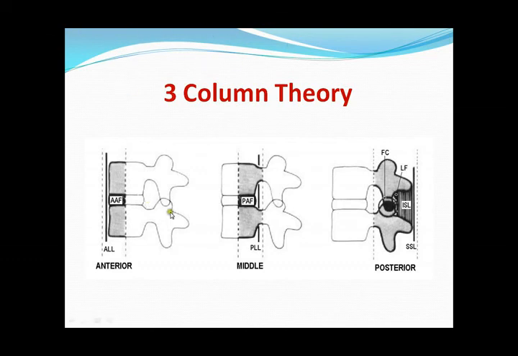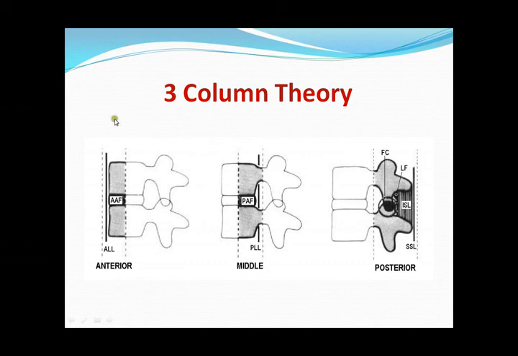To know about the spinal injury and its management, this three-column theory is very important. Three-column theory means that the spinal column is divided into three portions. One is the anterior column, containing the anterior half of the vertebral body, anterior half of the disc, and anterior longitudinal ligament. Then the middle column is the posterior half of the vertebral body, posterior half of the intervertebral disc, and the posterior longitudinal ligament. And the posterior column contains the spinous process, the different ligaments, the facet joint, the laminae, and the pedicle.